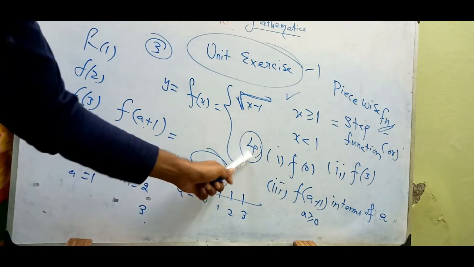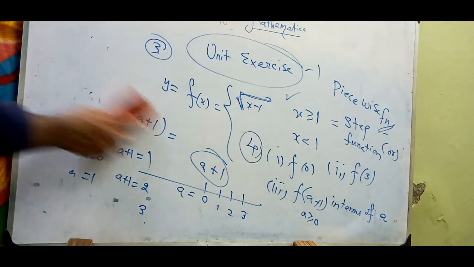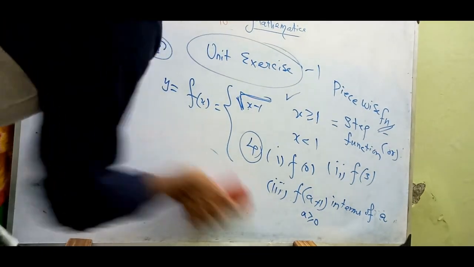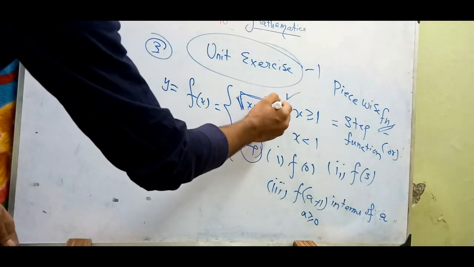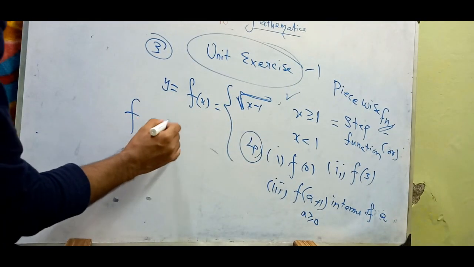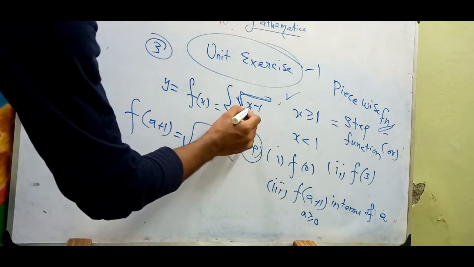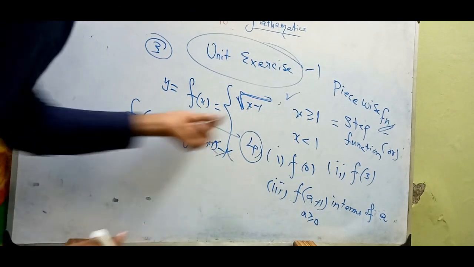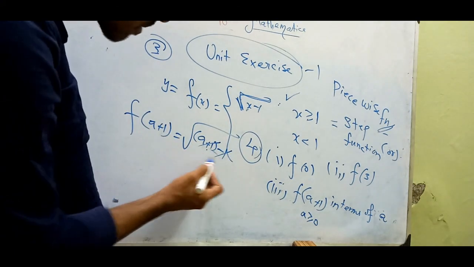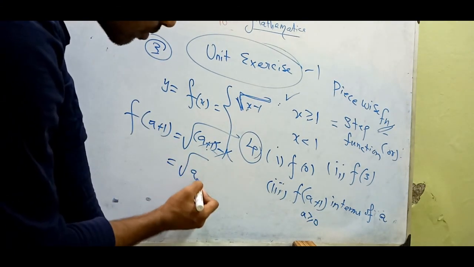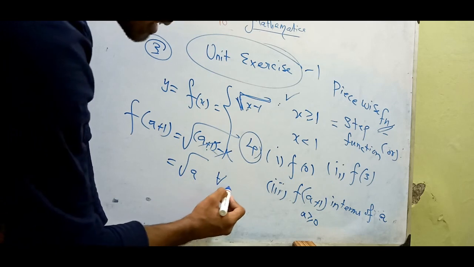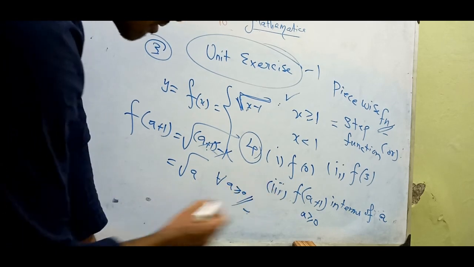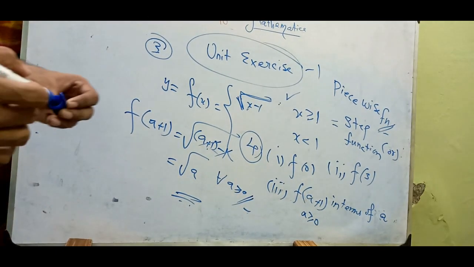So we don't care about this value anymore. Okay, so obviously we can use this function. f of a plus 1 is equal to square root of, instead of x I am replacing this bracket, a plus 1 minus 1. Minus 1 is there, look at it. So plus 1 minus 1 will get cancelled, only root a will remain. But along with that condition, a should be non-negative. This is your answer for the third question.